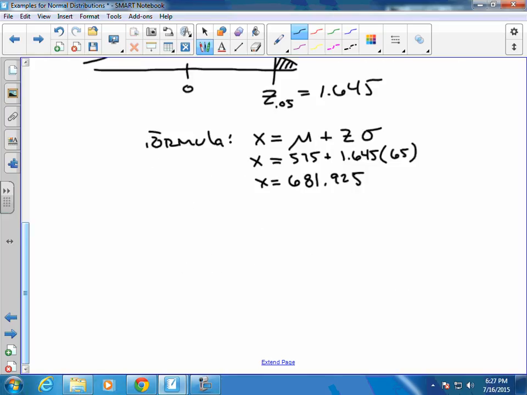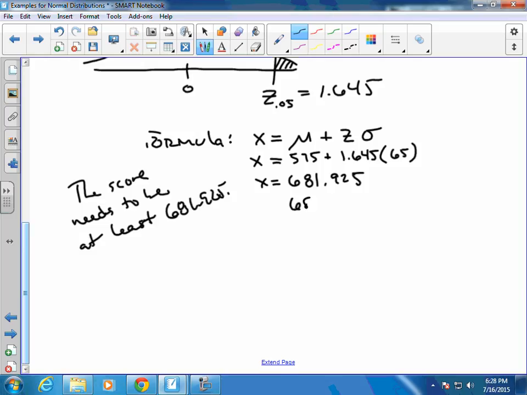That doesn't mean we need that number exactly. It just means the score needs to be at least 681.925. Now they'd probably just say, hey, that's close to 682, so practically speaking, they would probably just round it off. But this would be the cutoff. We would need a score of that value or higher to be in the top 5%.